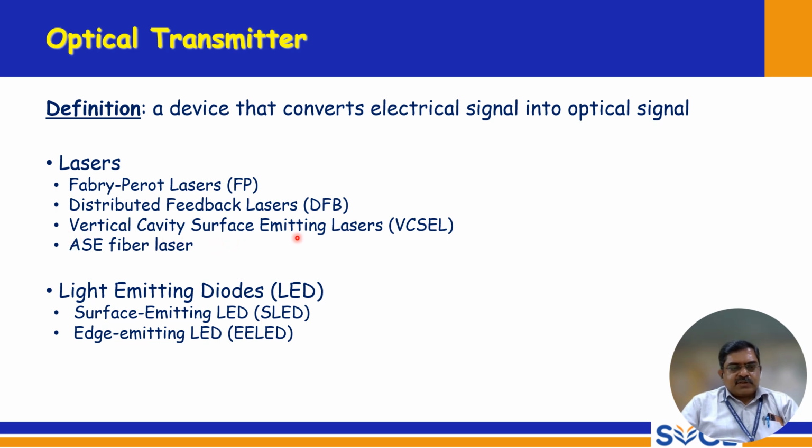Vertical cavity surface emitting lasers, that is VCSEL, fiber laser, light emitting diodes, surface emitting LEDs and edge emitting LEDs. So these are the two types of LEDs.